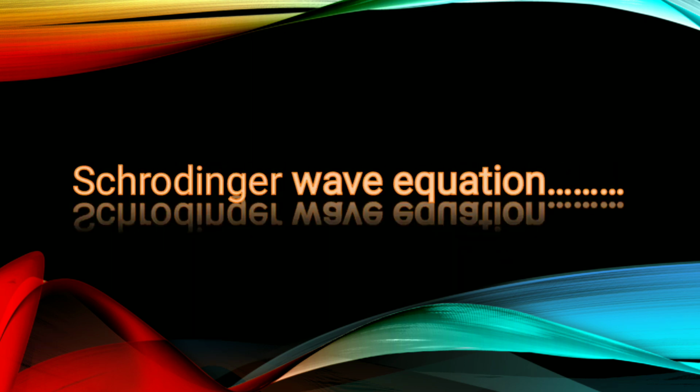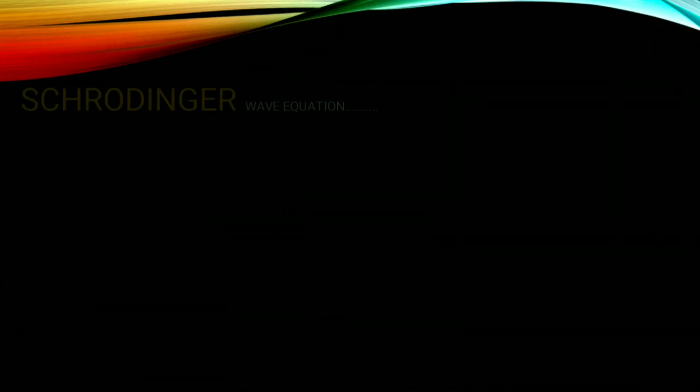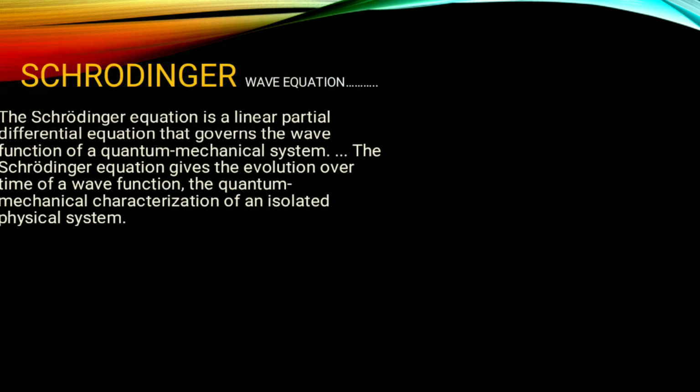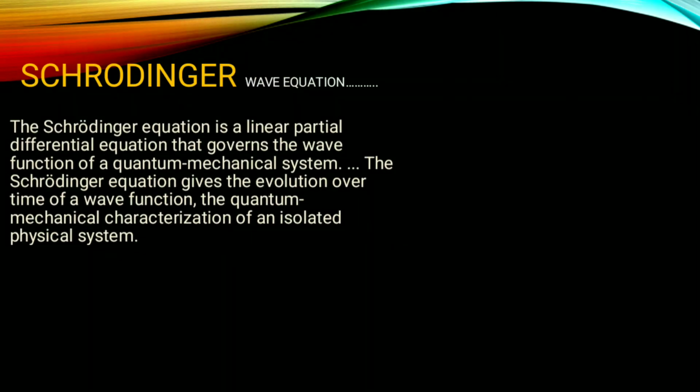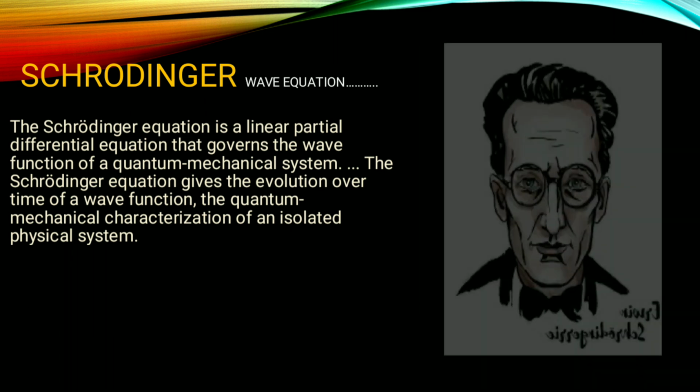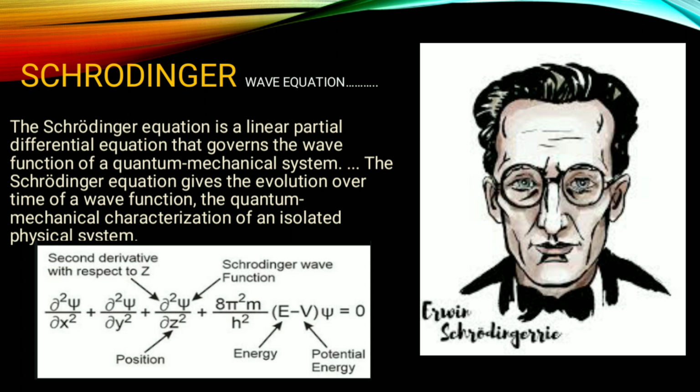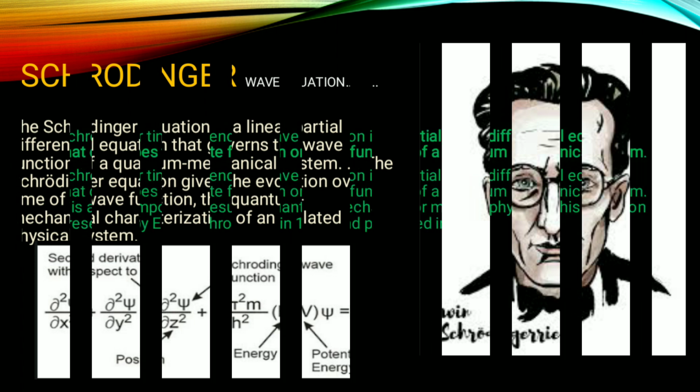Today, my topic is the Schrodinger wave equation. The Schrodinger wave equation is a linear partial differential equation that governs the wave function of a quantum mechanical system. The Schrodinger equation gives the evolution over time of a wave function, the quantum mechanical characterization of an isolated physical system. It is the derivative of the Schrodinger wave equation.